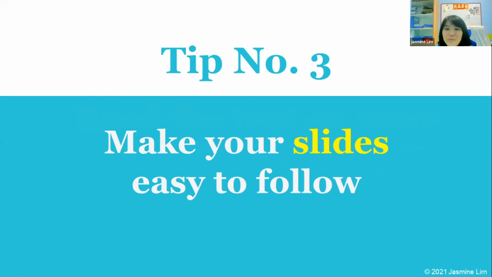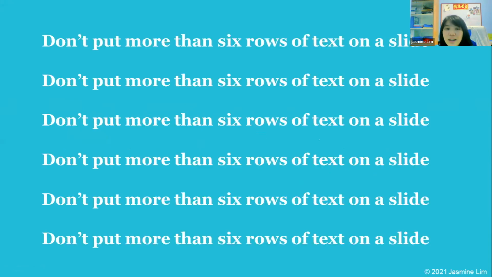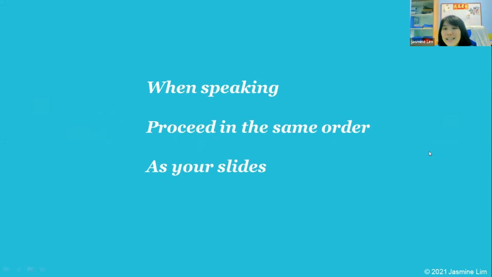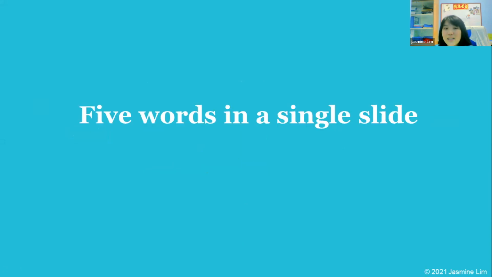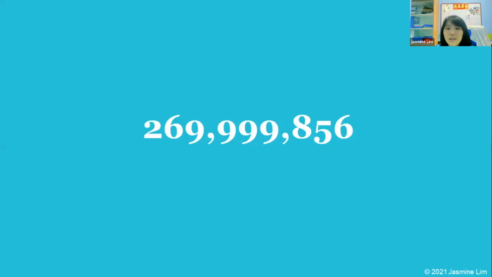Okay, tip number 3 is to make your slides easy to follow. You have to always remember that the slides are not the same as your lecture notes or your study notes. So don't put more than 6 rows of text on a single slide. When speaking, proceed in the same order as your slides. If you want to change the rhythm of your presentation and emphasize certain key points, you can have only 5 words on a single slide. Or you can put a quote from a very famous person to highlight the problems or the implications of your solutions. You can also put big numbers on one single slide.